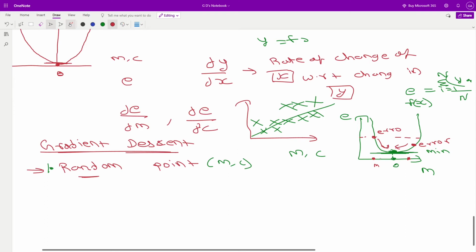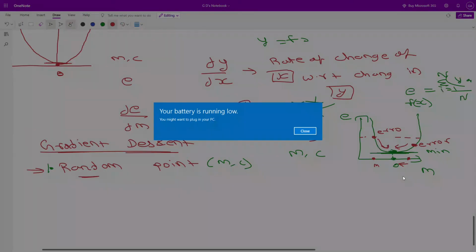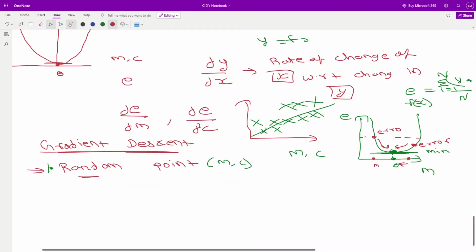Or more clearly, if your error is this and your m value is this, I should decrease my m value. In this case, I should increase my m value.